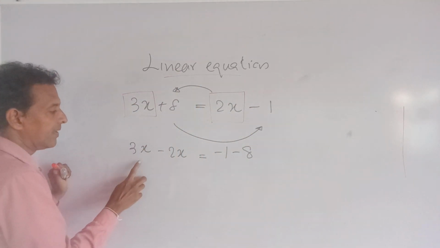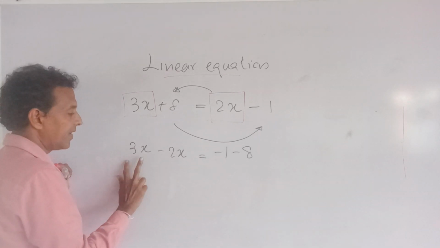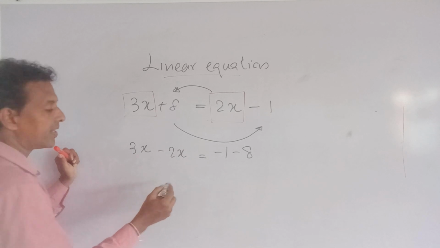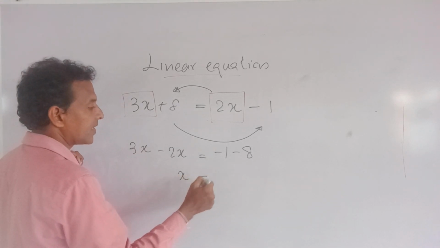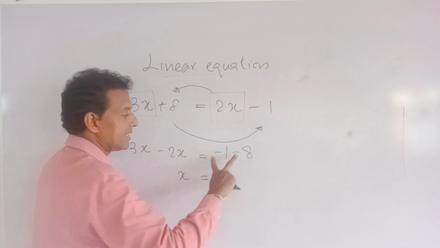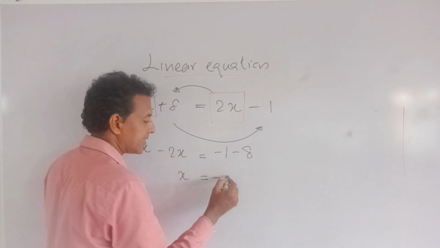Now solve. 3x minus 2x. This is a very simple simplification. 3x minus 2x is 1x. We don't write 1, just x. Minus 8, minus 1, minus 8. Directed numbers, same signs, add the values and keep the same sign. Minus 9.